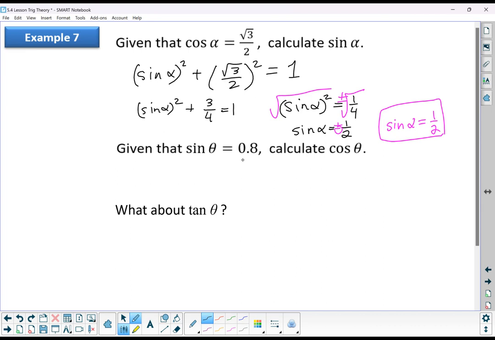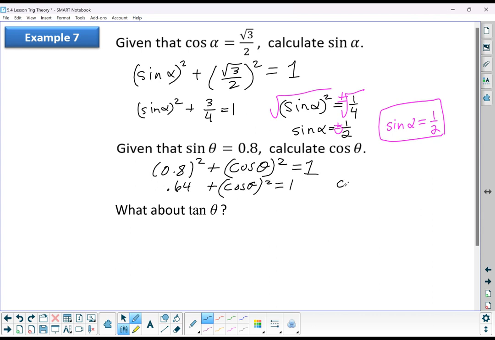So also it could be in a decimal form. If we have the sine of theta is 0.8, we could calculate the cosine of theta easily. We know that that sine squared, so 0.8 squared, plus the cosine of theta squared is equal to 1. So 0.8 squared is 0.64.